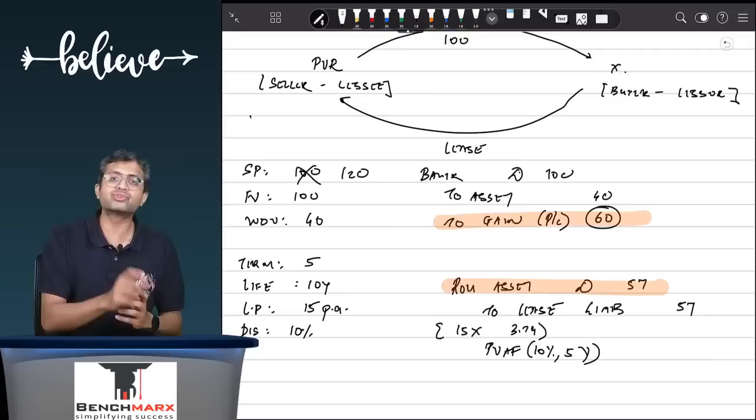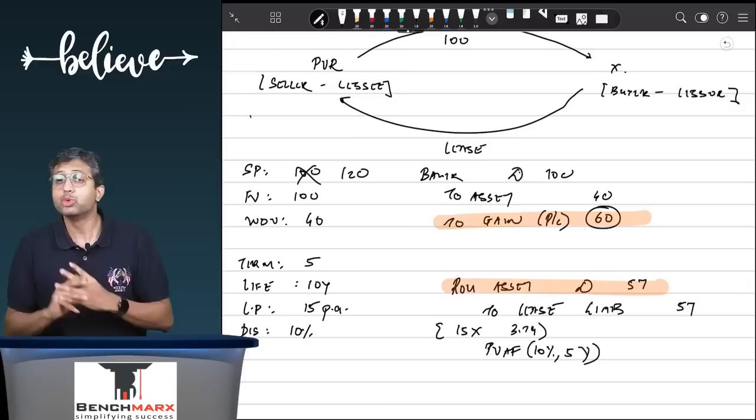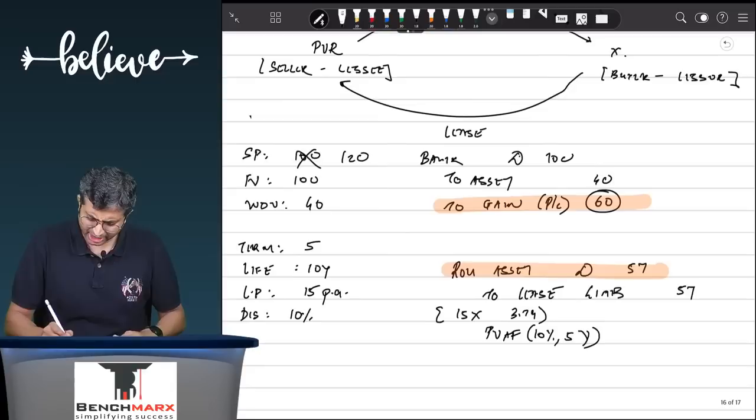Sir, but we don't usually assume that. Yes, because the relationship between the seller and the buyer ends with the sale transaction. Here the relationship continues, which means the standard implicitly assumes that if you are getting 20 more today than what you should have got, you might have to pay a slightly higher rent. So over here, let us say this is 120, and the standard believes that you are paying a slightly higher rent.